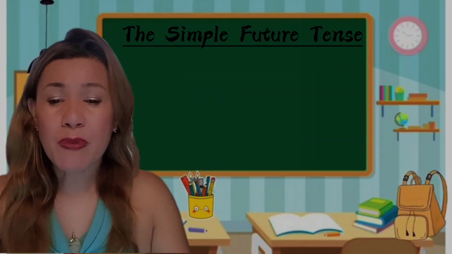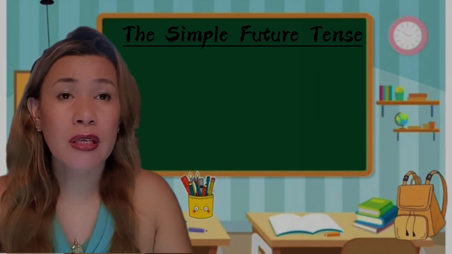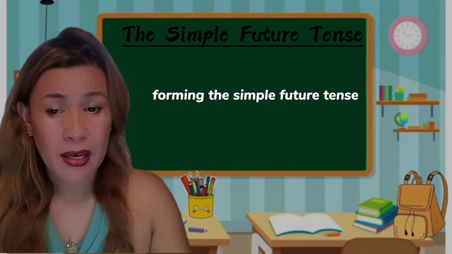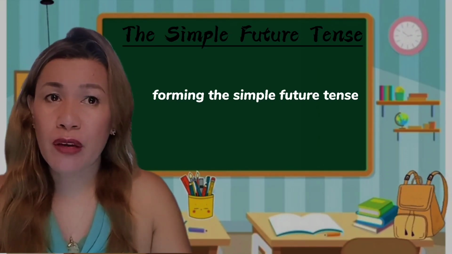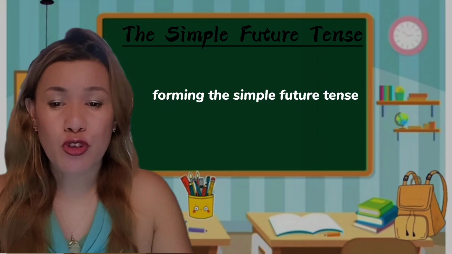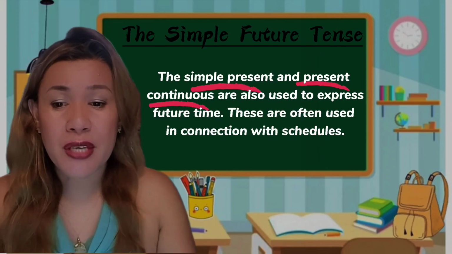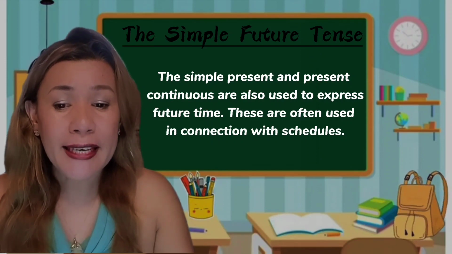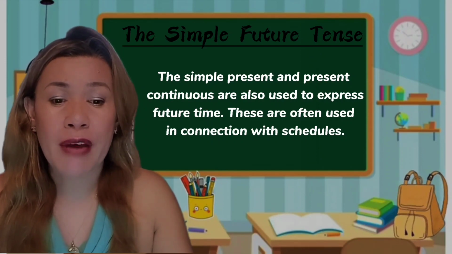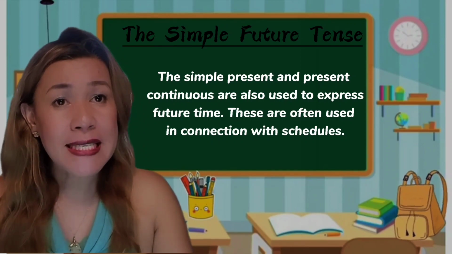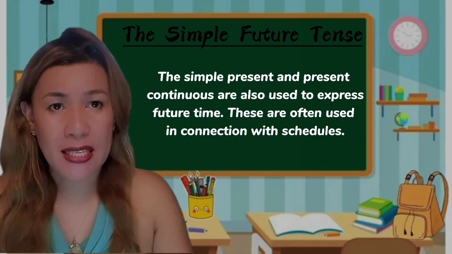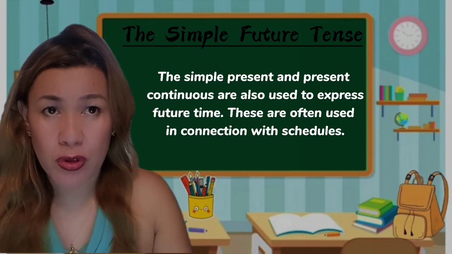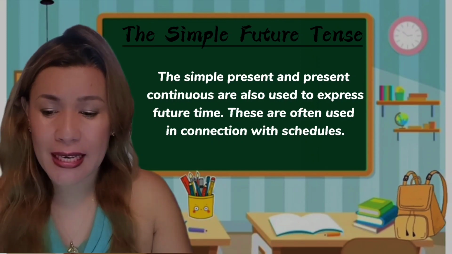Okay? Apart from those two ways which I mentioned regarding forming the simple future tense, there is an additional way in which you can form the simple future tense, and that is by using simple present and present continuous to indicate or to express a future action. So this happens when you have a sentence which involves schedule. So to explain further, let's look at the examples.